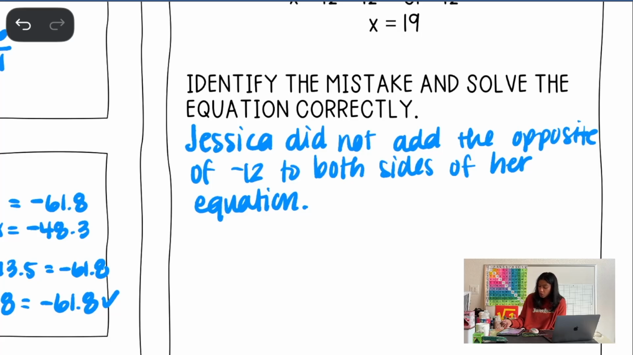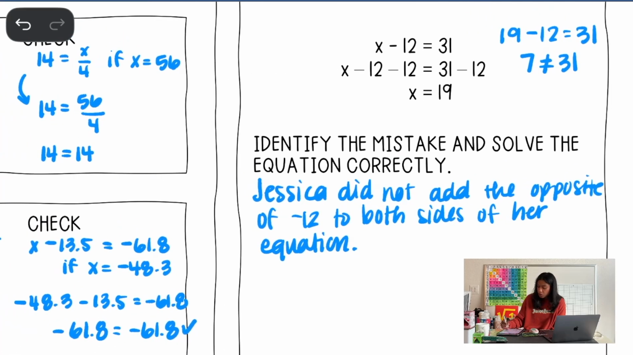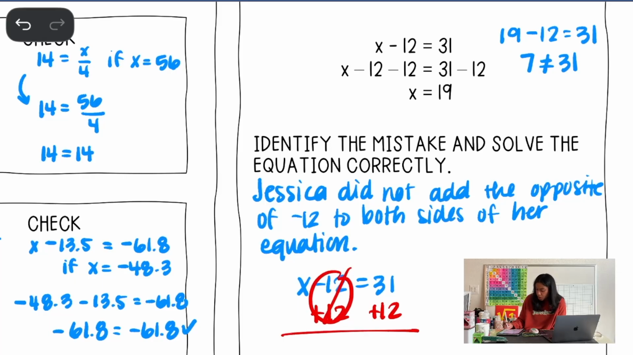So they want us to solve the equation correctly also. So let's go ahead and do that. X minus 12 equals 31. Let's add 12. Sorry, I'm going to do that in a different color. Add 12 to both sides. That makes 0 because we have opposite values now. And we're back to x equals, it looks like 43.